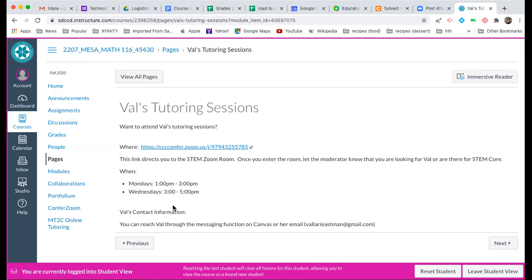Okay. So her contact information, in case you want to speak to her, like say, hey, I'm going to show up on Monday, could we go over this? You can message her directly through Canvas, or you can email her, and I've included her email here. So you don't have to write down any of this. It's all right in Canvas for you.